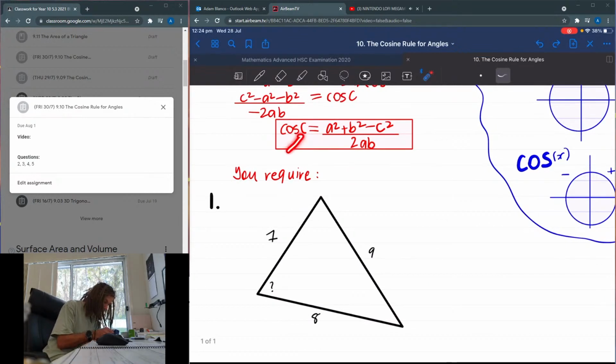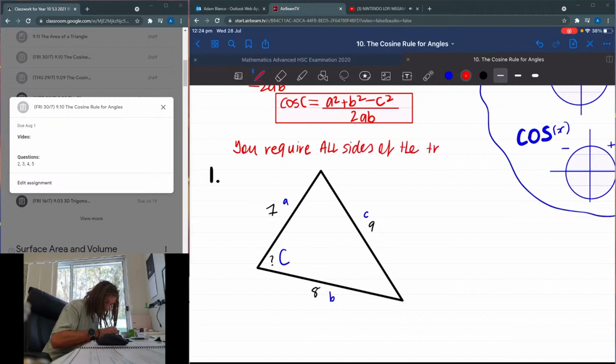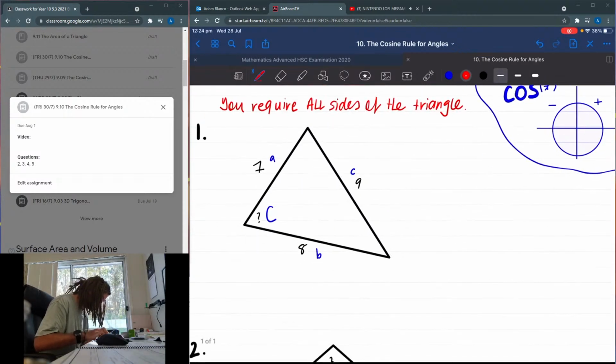Now, because I'm looking for C, I have to label C as the thing I'm trying to find, which means little c, the one that has the minus on it, needs to be the opposite. So when I go to do this question, I'm going to need that to be little c, capital C, and then a and b can be whatever they like. What I meant is that you require all sides of the triangle in order to use the cosine rule.